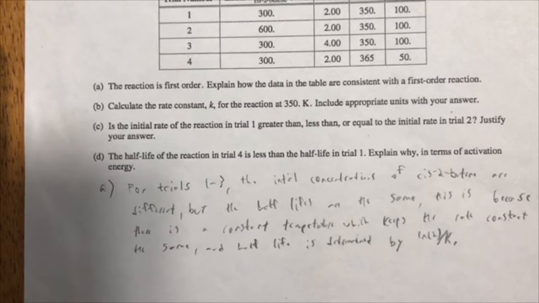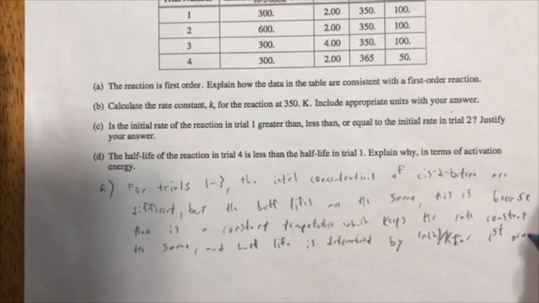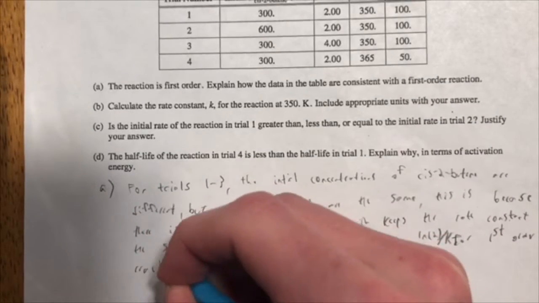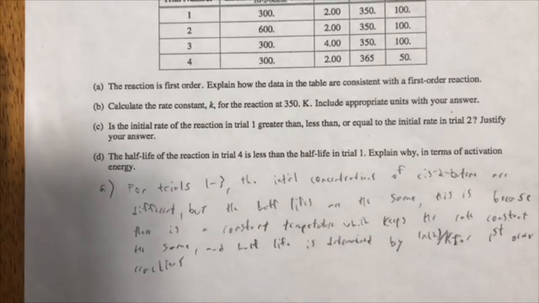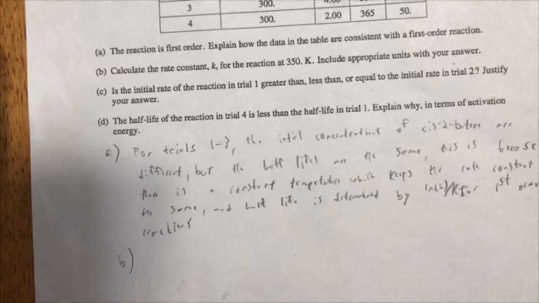So for trials 1 to 3, the initial concentrations of cis-2-butane are different, but the half-lives are the same. This is because there is a constant temperature which keeps the rate constant the same, and half-life is determined by ln 2 over k for first order reactions. So that's why this data is consistent with the first order reaction. For B, calculate the rate constant k for the reaction at 350 degrees Kelvin. Include appropriate units with your answer.